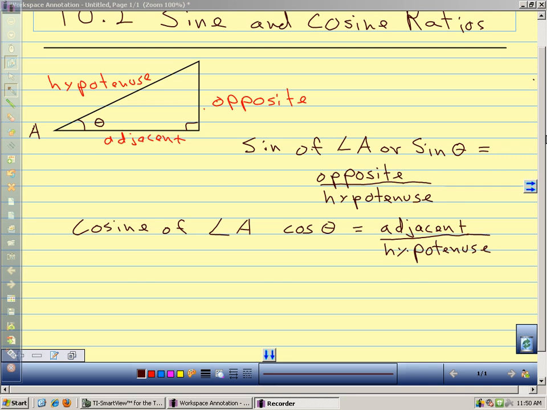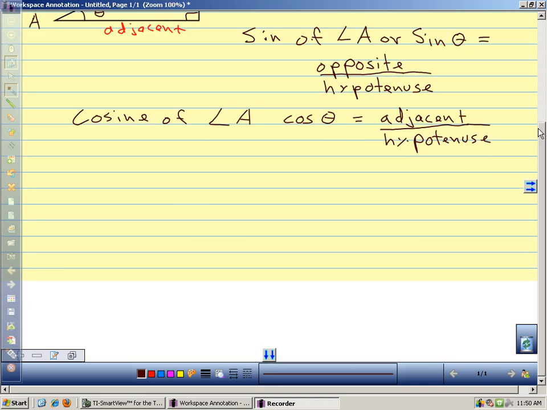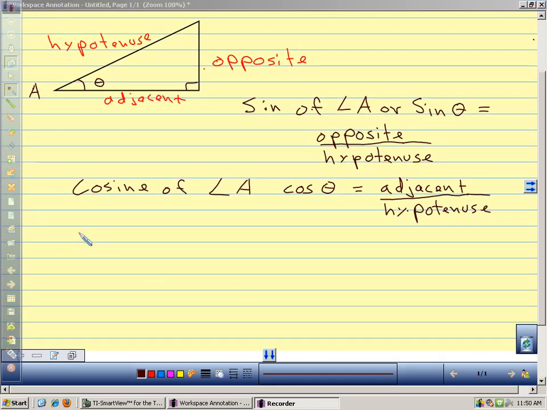Now the way that we remember these, we have a little saying that we use. You may have heard it before, SOHCAHTOA. No, we didn't learn it, remember? But you may have heard it before.